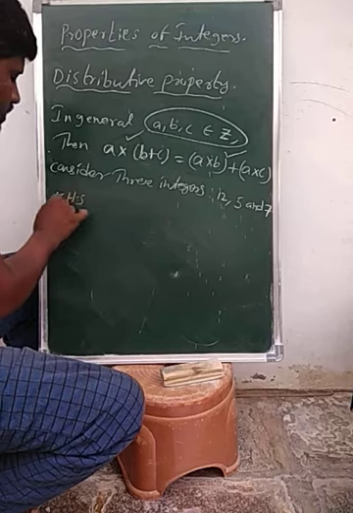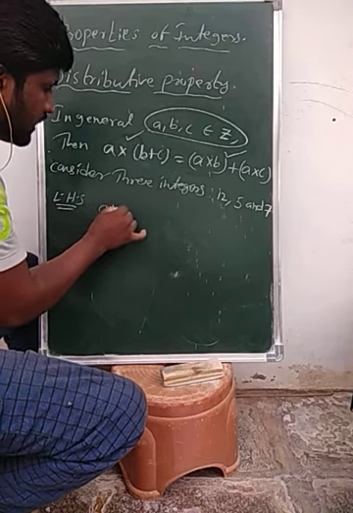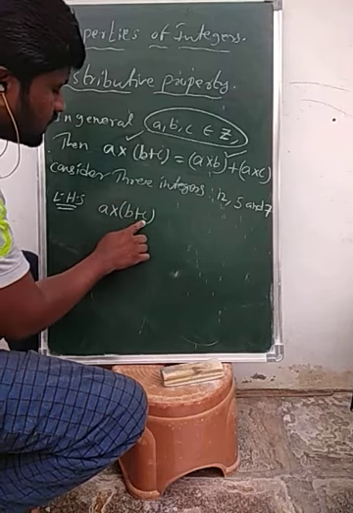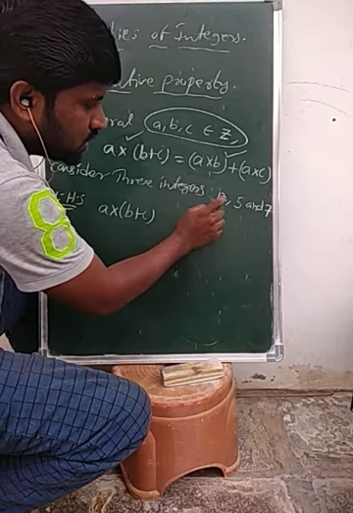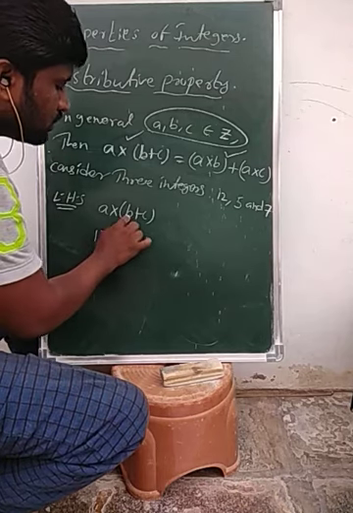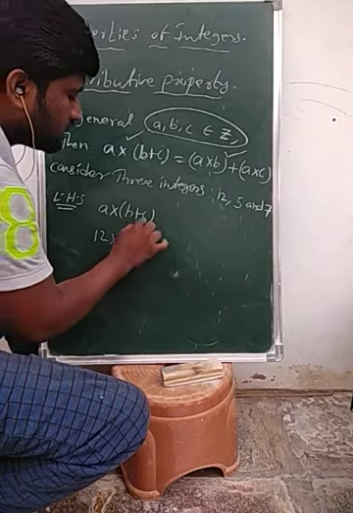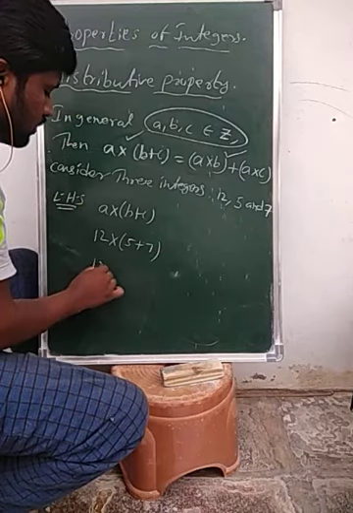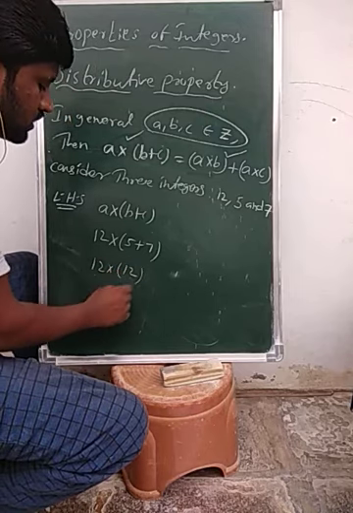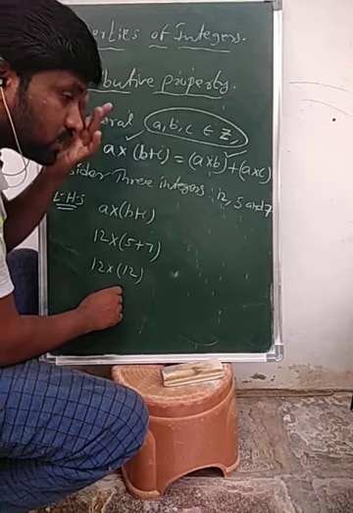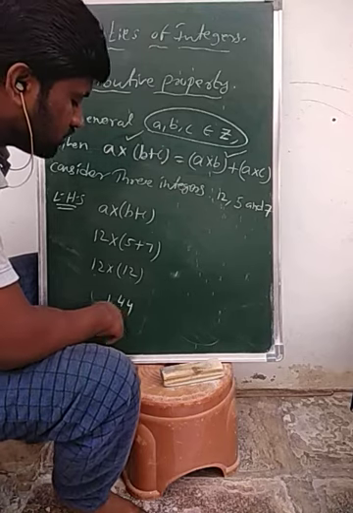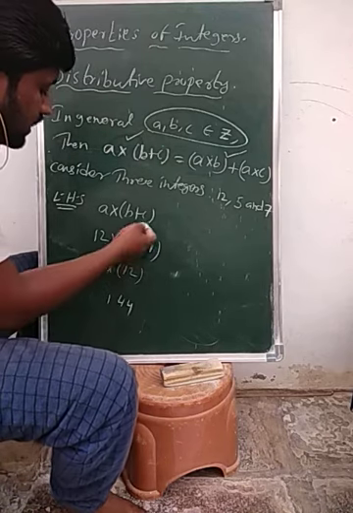First of all, I am taking the LHS part, that is a into bracket of (b plus c). In the place of a, b, c, I have taken the integers 12, 5, 7 and substitute. A as 12 into (b plus c), means b as 5 plus c as 7. 12 into (5 plus 7), that is 12 into 12, 12 12s are 144. So I get the LHS part like this.